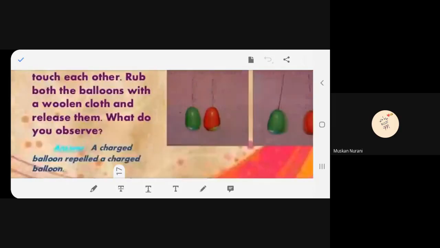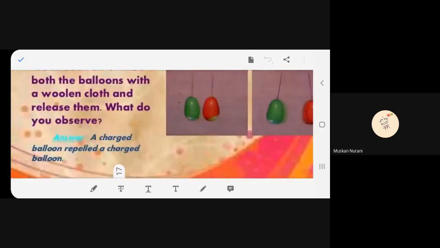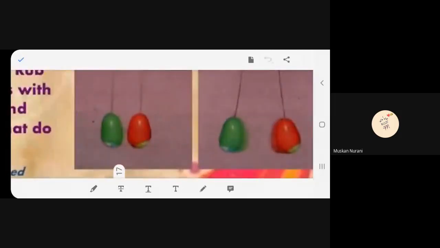What do you observe? Tell me, what do you observe? I'm asking you a certain question. I need an answer. What do you understand by this activity? We have already done it earlier. What can you see from this figure?